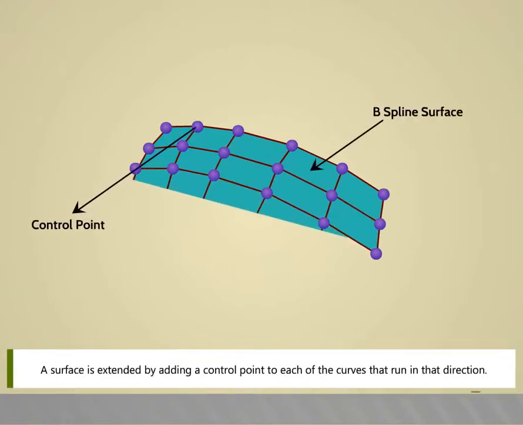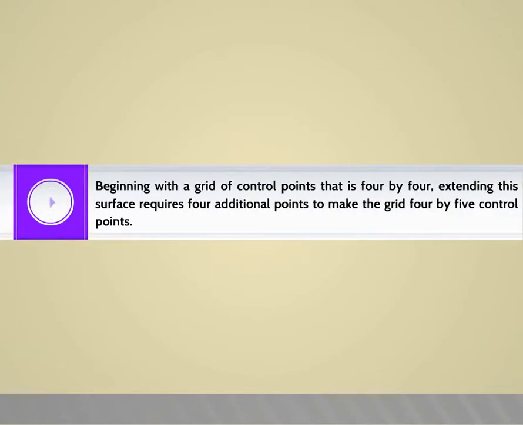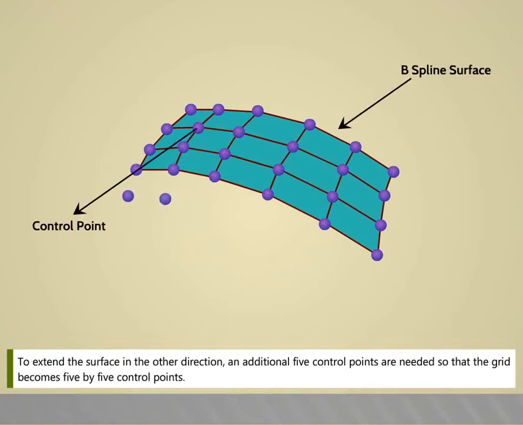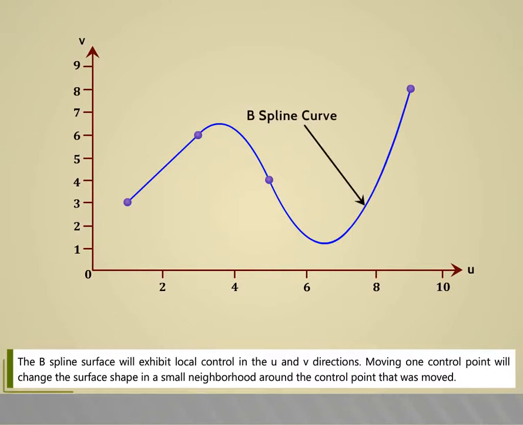A surface is extended by adding a control point to each of the curves that run in that direction. Beginning with a grid of control points that is 4 by 4, extending this surface requires 4 additional points to make the grid 4 by 5 control points. To extend the surface in the other direction, an additional 5 control points are needed so that the grid becomes 5 by 5 control points. The B-spline surface will exhibit local control in the u and v directions. Moving one control point will change the surface shape in a small neighborhood around the control point that was moved.